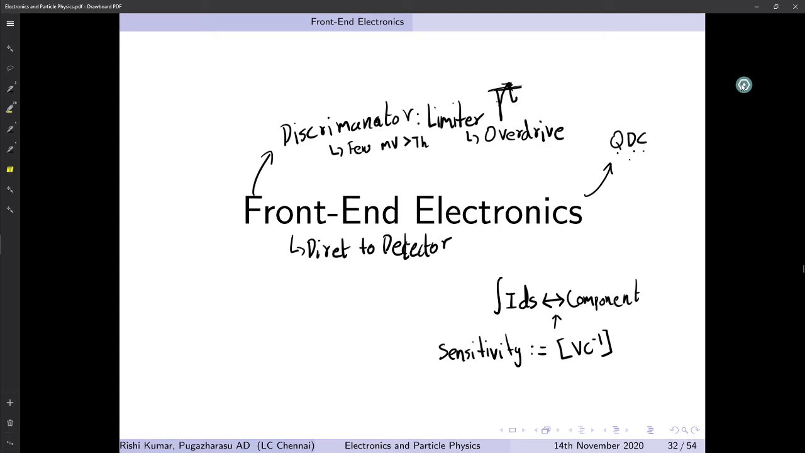So you see QDC, you go to DAQ right after. We'll be using these quite a lot. So QDC is charge to digital converter, and DAQ is data acquisition system.